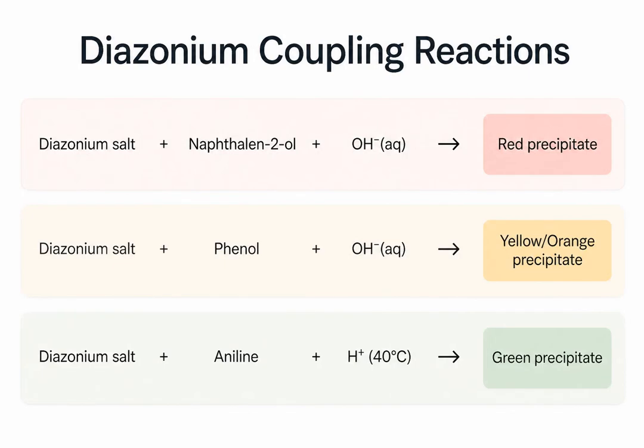Besides substitution, diazonium salts undergo coupling reactions. Because the diazonium ion is a weak electrophile, it can attack highly activated aromatic rings to form brightly colored azo compounds, which are widely used as dyes.